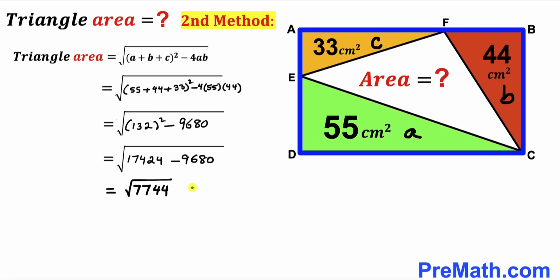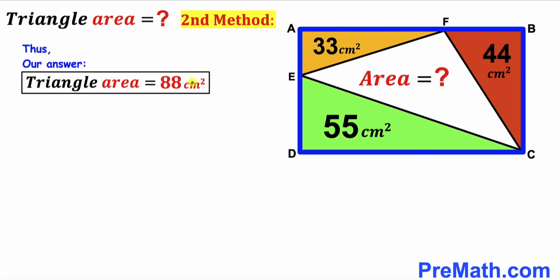And if we simplify, everything turns out to be equal to square root of 7744. And if we take the square root, that is going to be equal to 88 centimeters square. So thus the area of the white triangle turns out to be once again 88 centimeters square by using the second method as well.